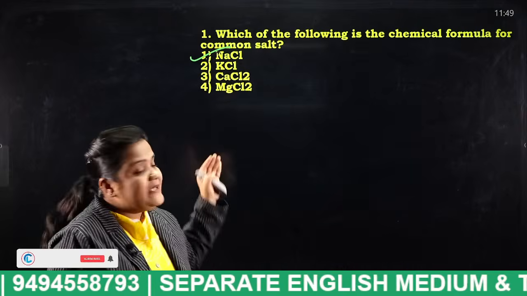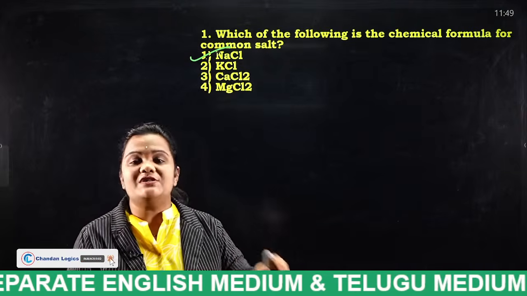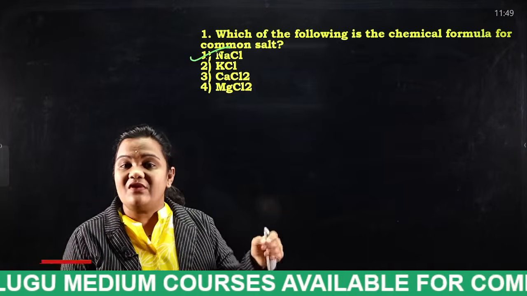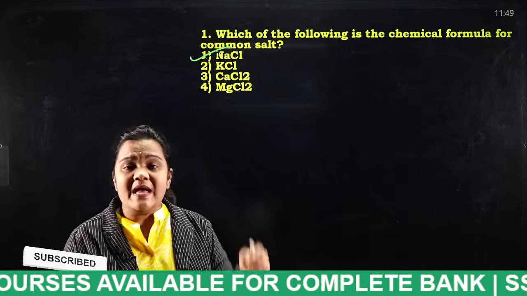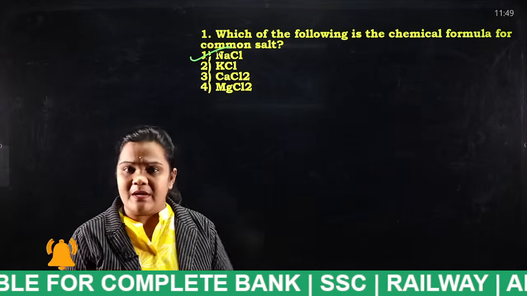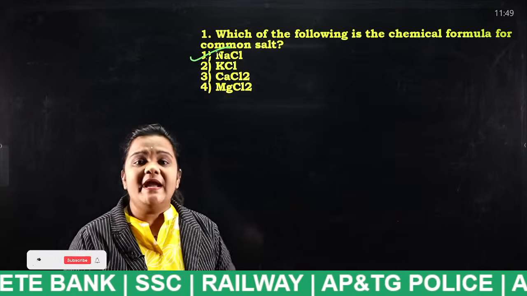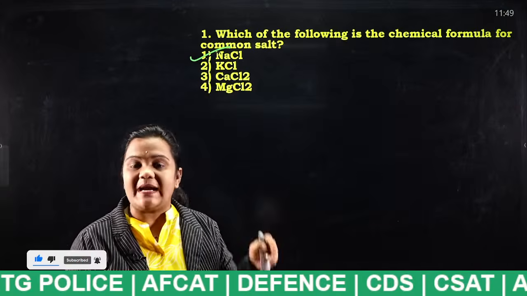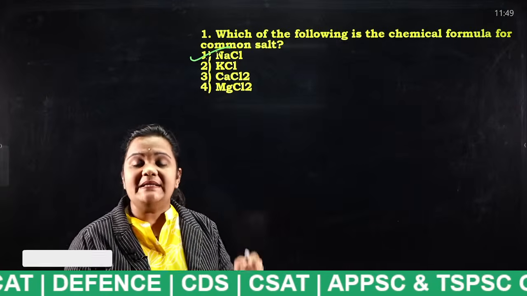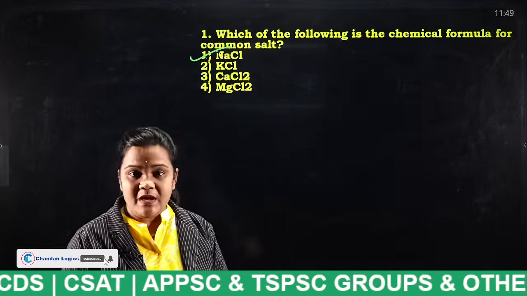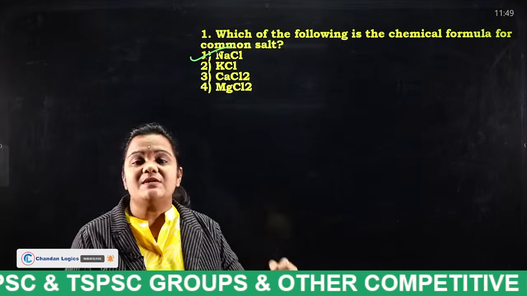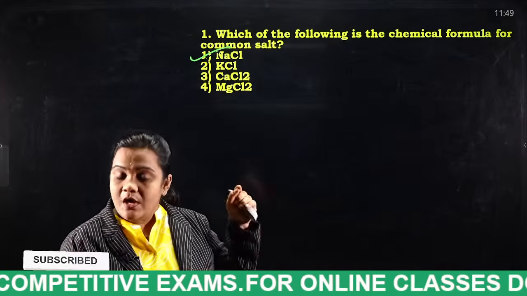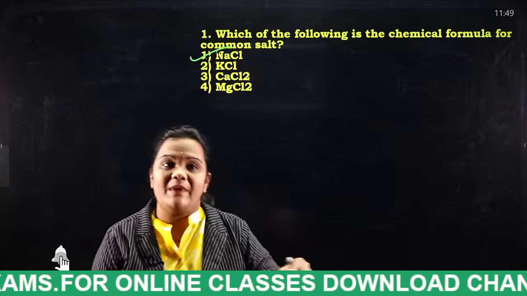And KCl, potassium chloride. Where do we use this? It is used when a person is suffering from hyperchloremia. What is this hyperchloremia actually? When a sufferer is suffering from the hyperchloremia condition, it is nothing but the deficiency of potassium. So what will this KCl do? Potassium chloride is used as an injection to treat hyperchloremia.